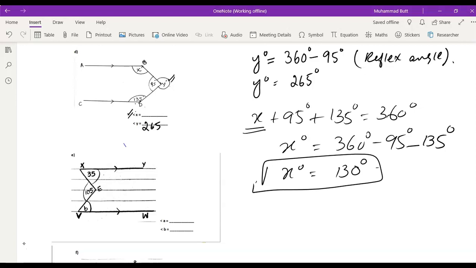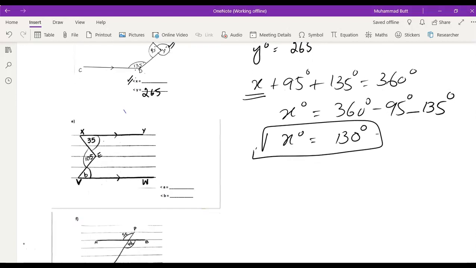Now we'll do part E of question number 2. Two parallel lines are given, XY and VW. 35 and B, two interior angles are given, and the one exterior angle is 105. Now look at the figure. We can see that if we are going to draw a line parallel to XY and VW over here, let us suppose this line is AB.